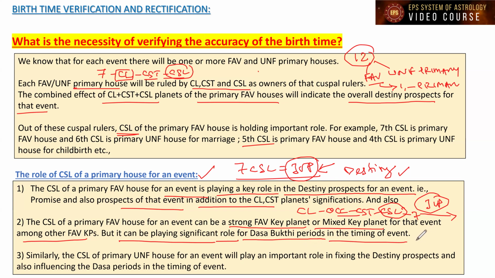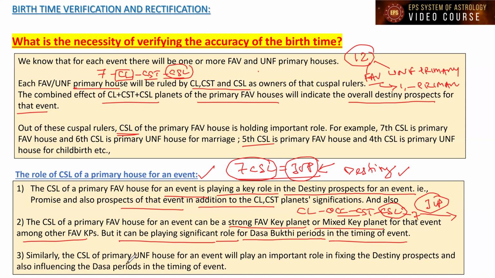Because the seventh cuspal sublord is the important key planet, or primary cuspal sublord, of the primary favorable house. It is the authority planet for a particular house. Jupiter as the seventh cuspal sublord means it has the authority for deciding seventh house matters. So it is significant for the seventh house, and that planet will play a role in the Dasa Bhukti periods as a key planet.